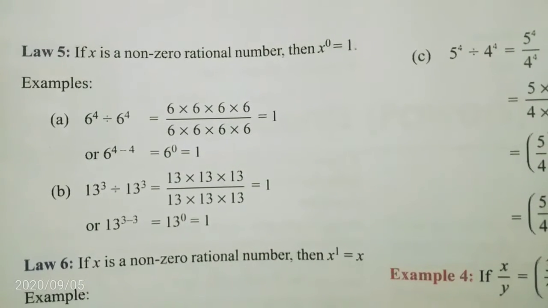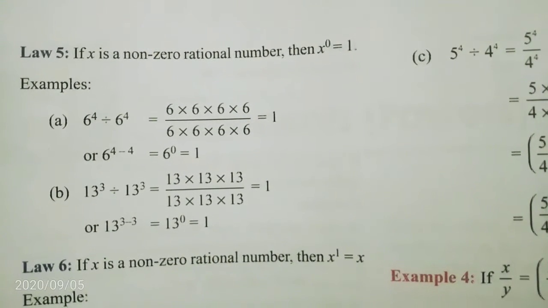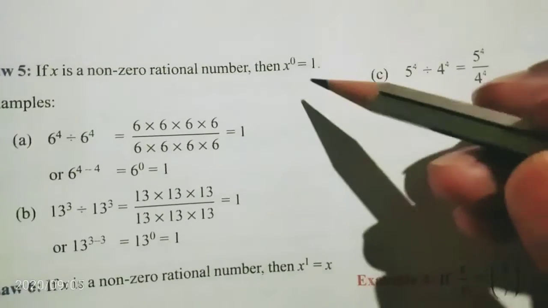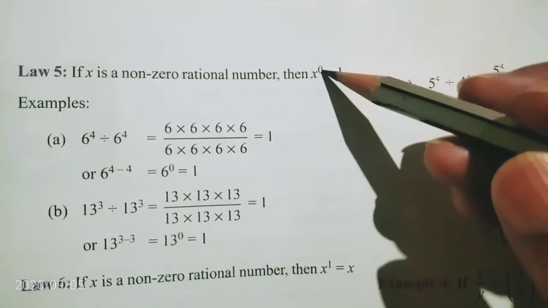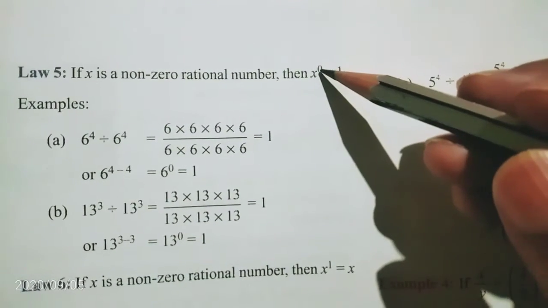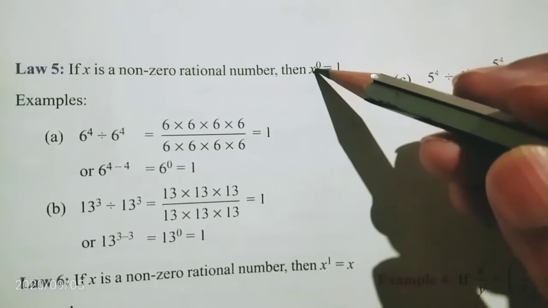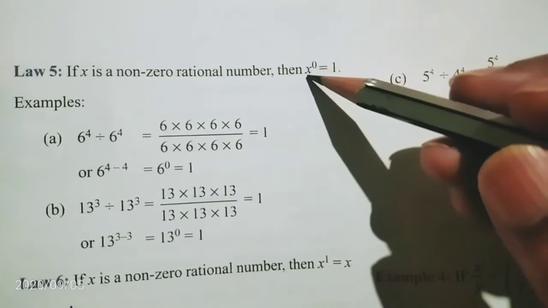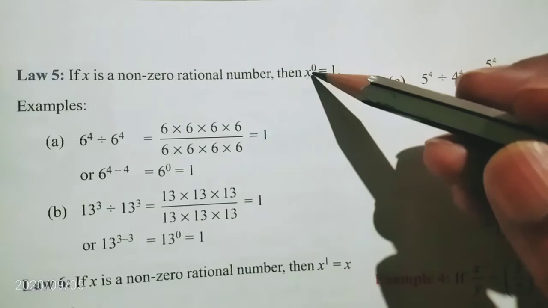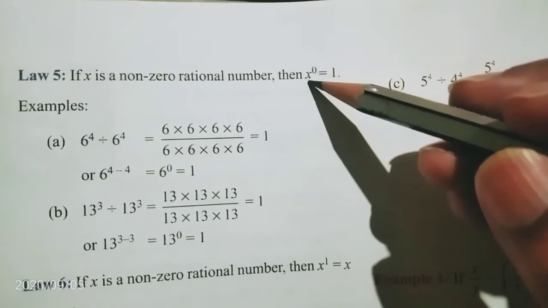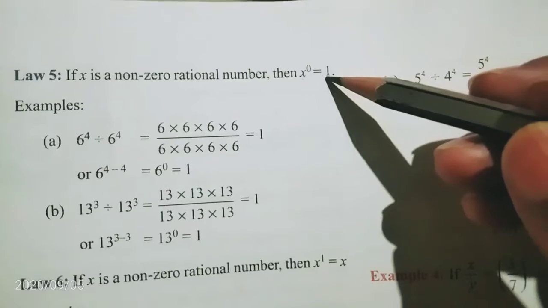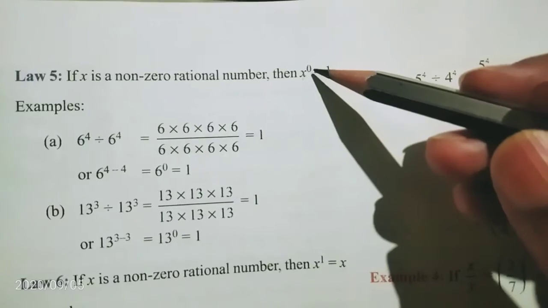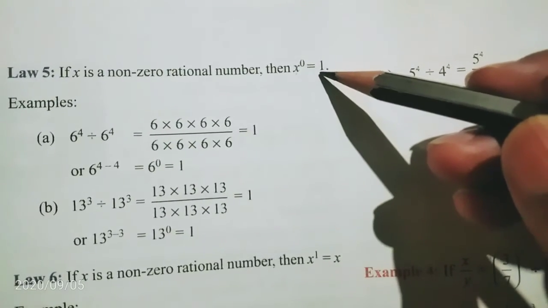If x is a non-zero rational number, again, x should be non-zero and rational, that means x is the base, then what happens? x to the power 0. x is the base and 0 is the exponent or power. So x to the power 0 is equal to 1. That means x can be any number. When there is a power of 0 on any number, the answer will be 1. Understood? So whenever you see any number that has the power 0, the answer will be 1. No need to do anything more.